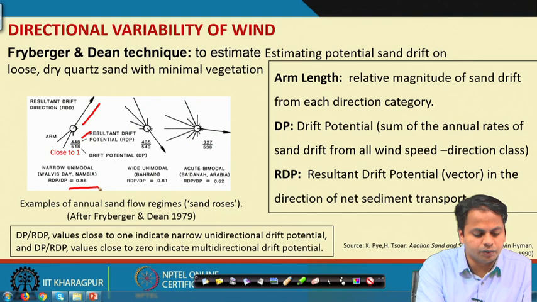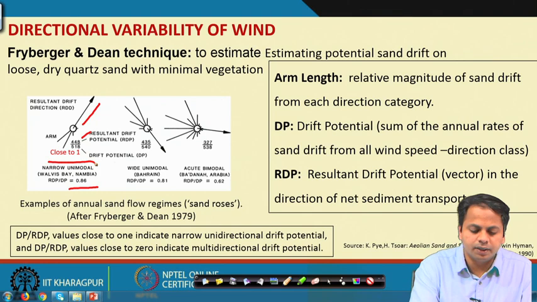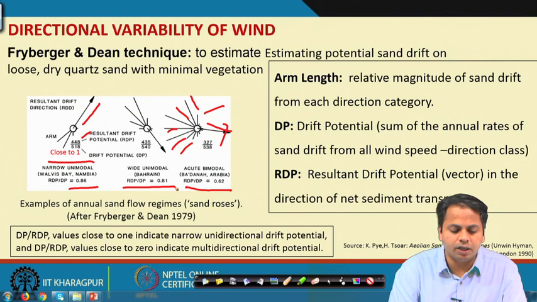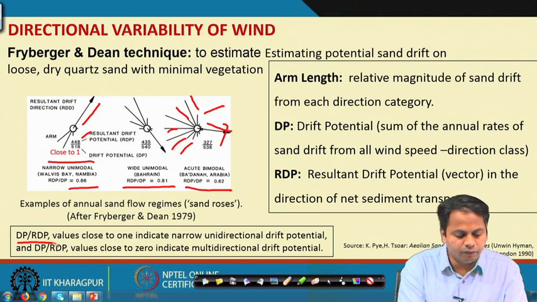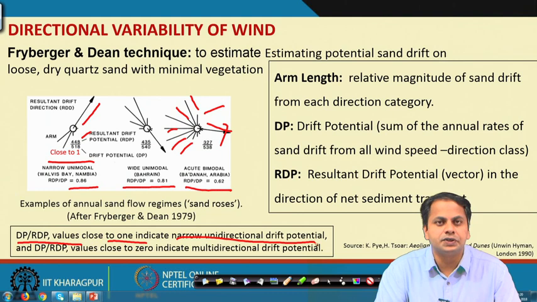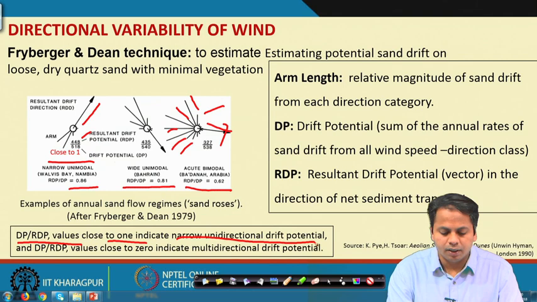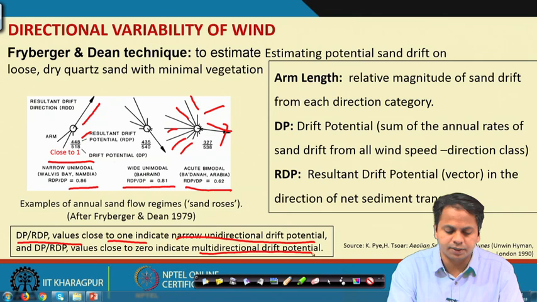Similarly, here the flow is spread in different directions, with drifts in many directions, and the resultant is in this direction. So this ratio RDP by DP tells us about the directions in which sand drift is taking place. If the values are close to 1, it indicates narrow unidirectional drift potential, and if they are close to 0, it indicates multidirectional drift potential. In the first case it was unidirectional; here it is multidirectional.